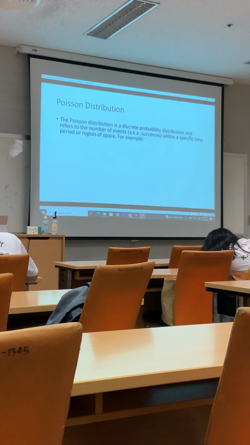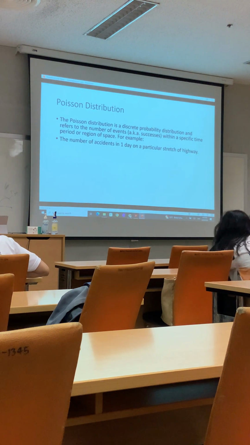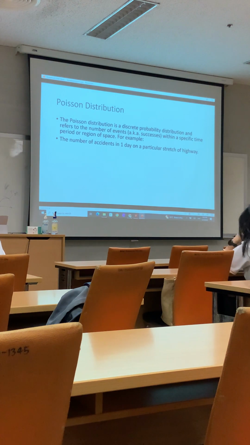Let's see how we can work out the problem with Poisson distribution. Poisson is a discrete probability distribution, and it refers to the number of events or successes within a specific time period. Or it doesn't have to be time, it could be a region of space. For example, the number of accidents in one day on a particular stretch of highway, so that is space or time.